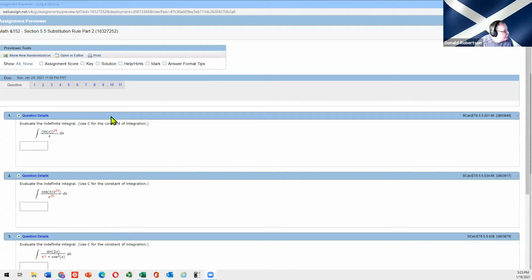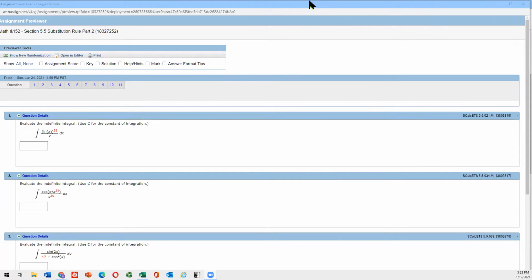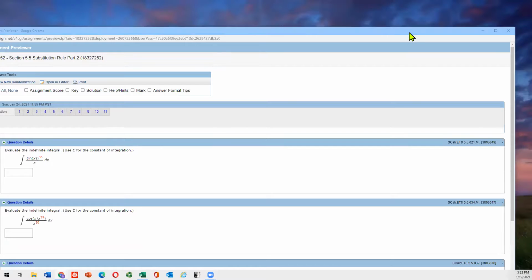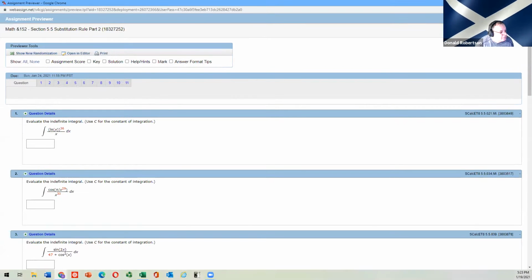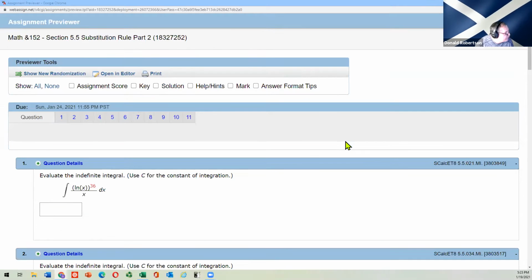And we're going to have a look at... okay, why didn't that update? Are you looking at section 5.5 substitution rule part 2? Is that what you're saying? Yes. Okay, good. So, let's see if I can make that bigger. Should be able to. There we go.